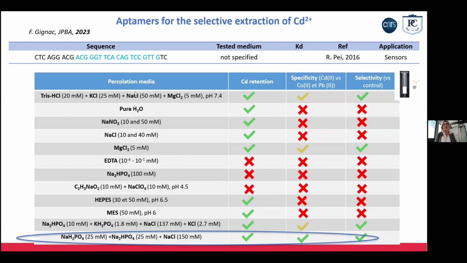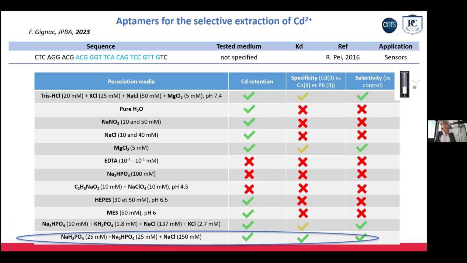The problem is that it was not so easy to use, because if we look at the different buffers that we use to load the cadmium and to study the retention of cadmium on the device, the first column shows that in 3 media, it was not possible to retain cadmium. The second column shows that in all the cases we can retain cadmium, but also cobalt. When we are able to retain cadmium, in green, we have a red cross here because it means that we are also able to retain cobalt or lead. It's not a good thing. It is not what we want.